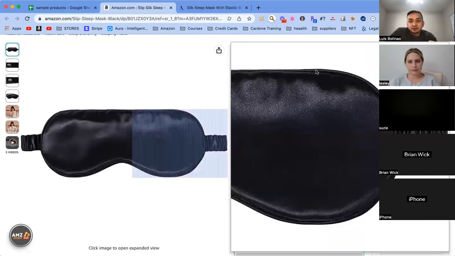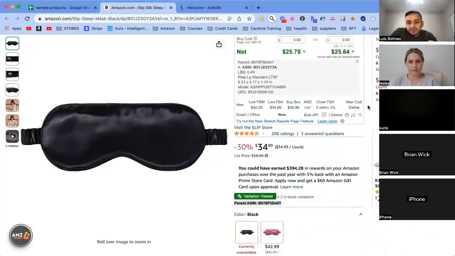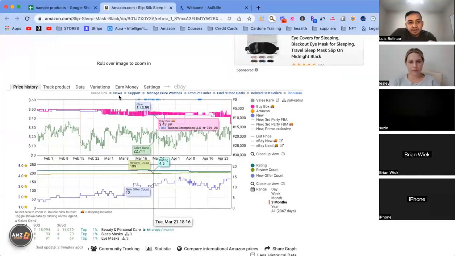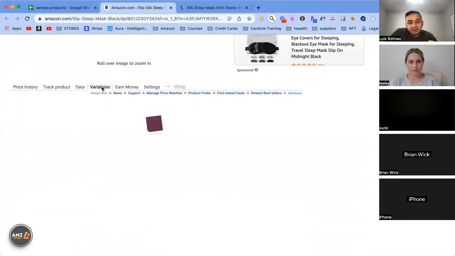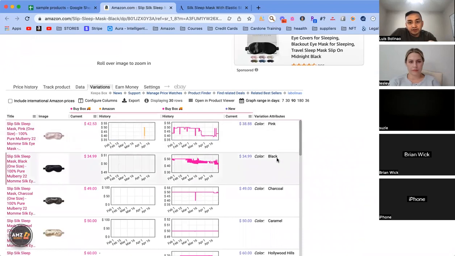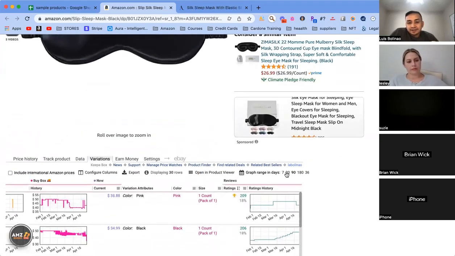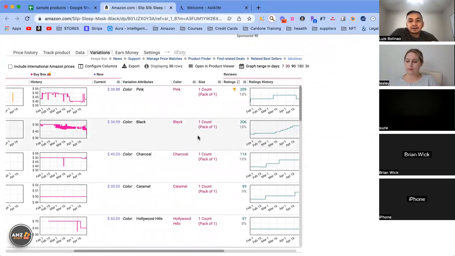So for example, this one, I would look for the color. So the color is black, right? Yep. And then from here, you go to your Keepa. You click on variations. And then you look for the color. So for example, this is the black one. And then from here, you would look at the percentage of ratings. So this one is 18%, meaning of all the items that sold, 18% of the sales came from that color, based on their ratings. Yeah, so 18% goes to the black color.